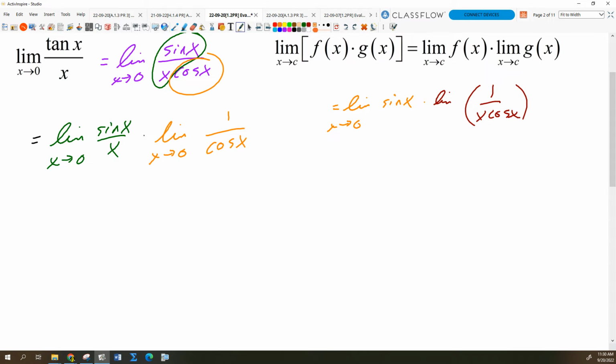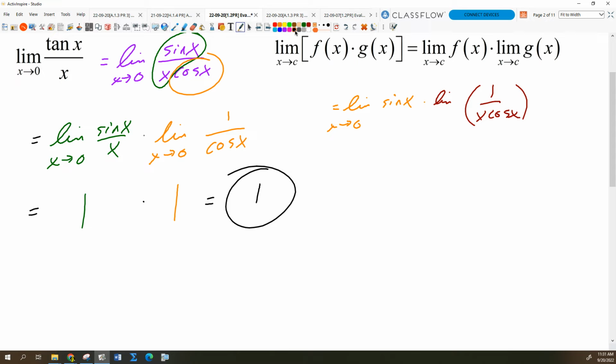Okay, what's the answer to the green limit? 1, right? That's given to us. By definition, that's 1. What's the answer to the orange limit? What's cosine of 0? Well, we need that unit circle day big time. Cosine's the x coordinate, right? What's the x coordinate at 0 on the unit circle? It's 1. Yeah. So 1 times 1 is equal to 1. That's the limit.